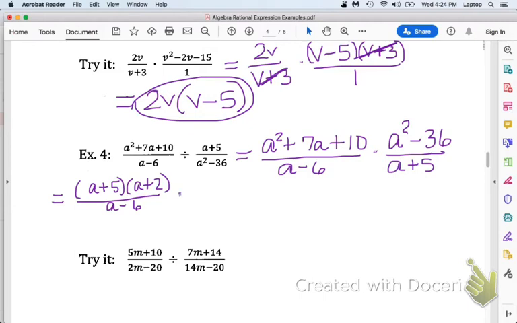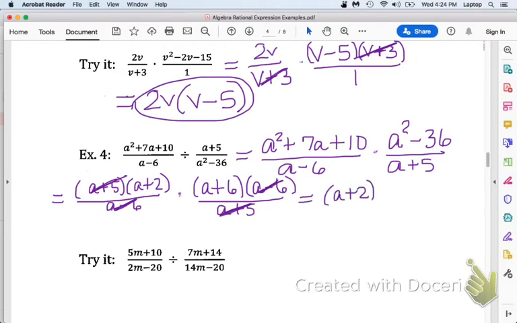And then a difference of 2 squares pattern, right? You have a square for the first term and a square for the second term. So we will have a plus 6 times a minus 6, all over the a plus 5. Now cross cancel. We see a plus 5 here and here, ching ching, and a minus 6 here and here. So we're left with a plus 2 times a plus 6.